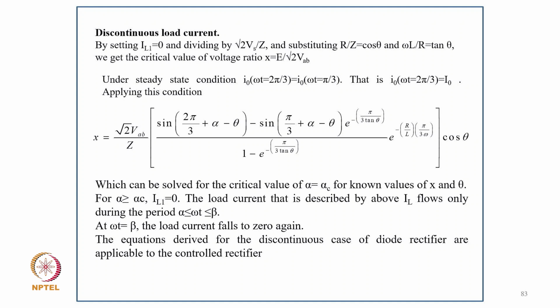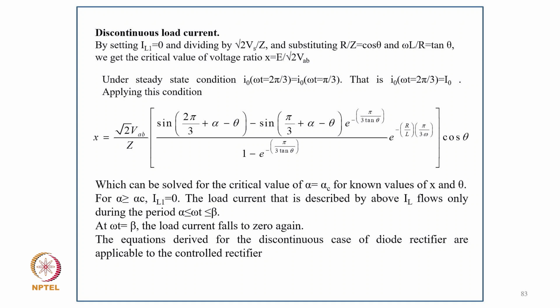So applying this condition, X equals root 2 VAB upon Z in bracket, sin(2 pi by 3 + alpha - theta) minus sin(pi by 3 + alpha - theta) e to the power pi by 3 tan theta, divided by 1 upon e to the power pi upon 3 tan theta, into e to the power minus R upon L into pi by 3, into total cos theta, which can be solved for the critical value alpha equal to alpha c for known values of X and theta.